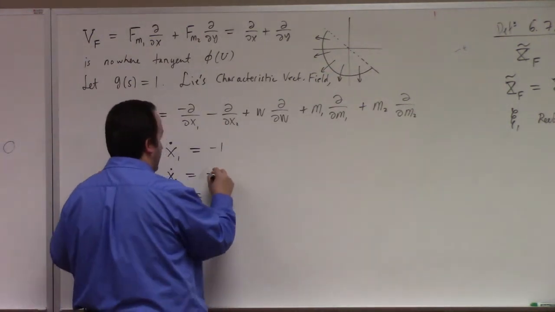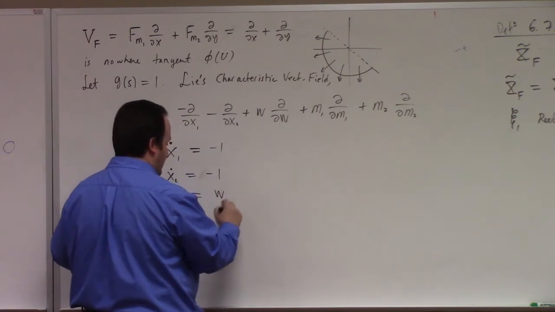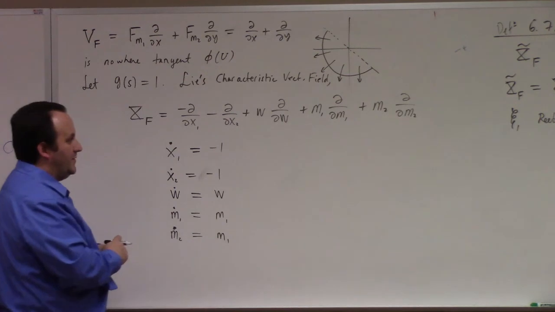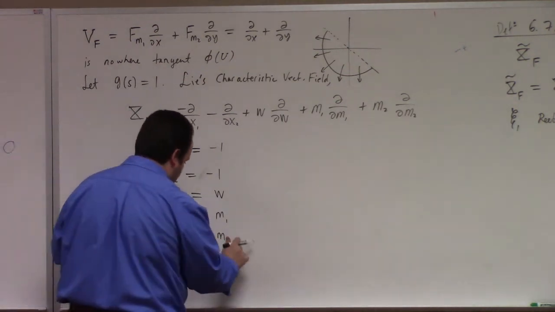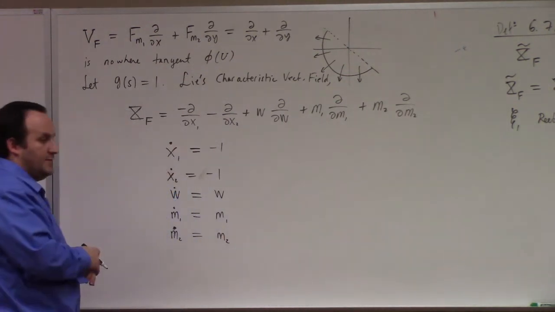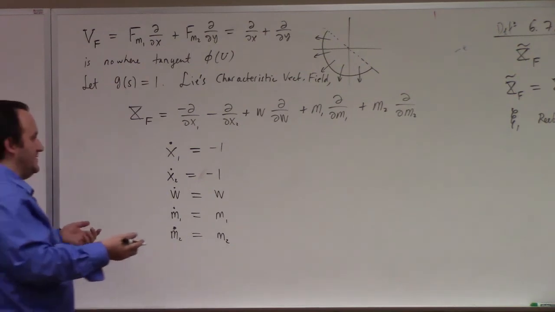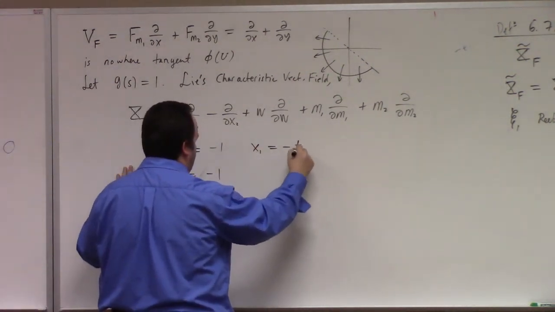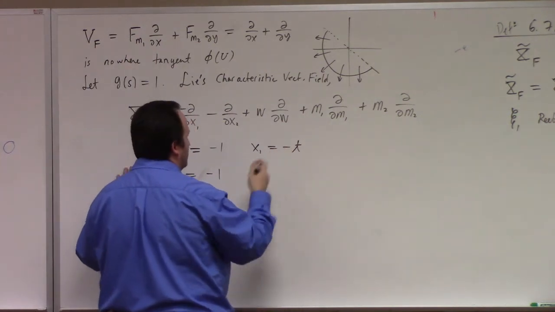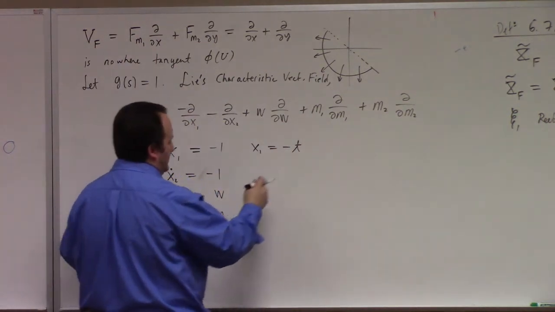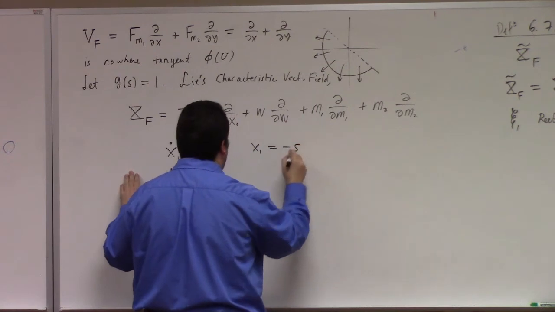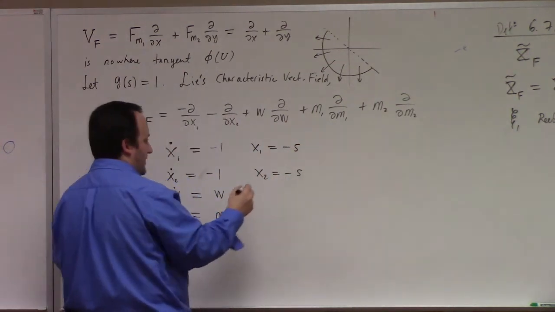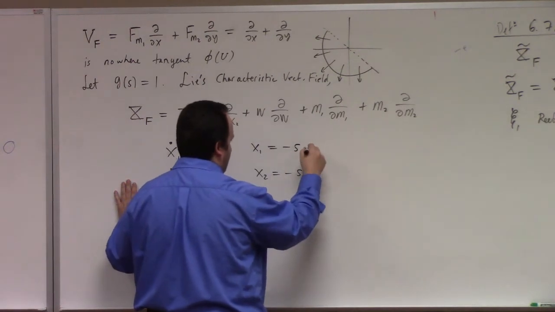Yeah, -1, -1, W, M1, M1. Oh, M2, right. So that's not bad. That's x1 equals minus t, or I guess, are we using s? Maybe s. x1 equals minus s, x2 equals minus s, and I guess plus a constant, right?